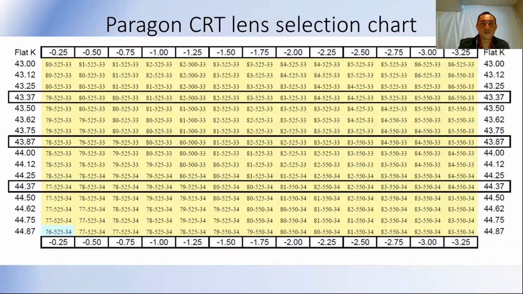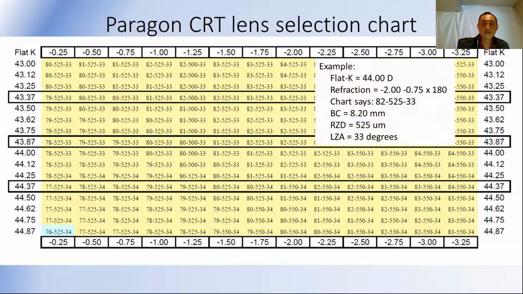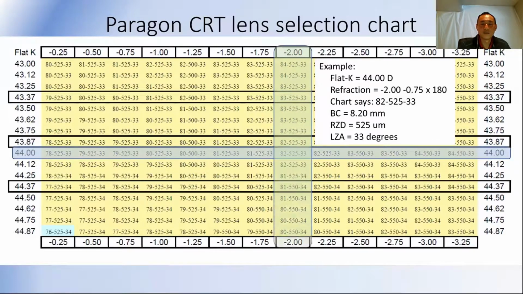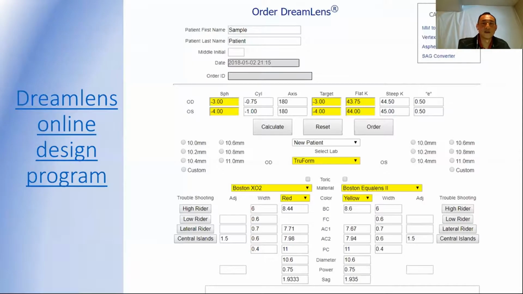Just to show you how simple the CRT design is, they just have a chart, and you just take flat K and the spherical part of the refractive error, and you determine the lens design based on that. So for example, if their flat K is 44, and the refraction is -2.75, axis 180, then the chart says you'll pick this lens, and that's the starting lens, and you just go from there.